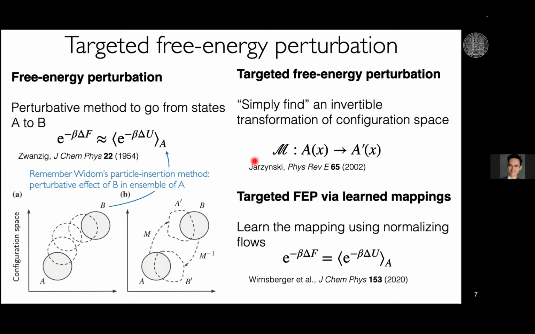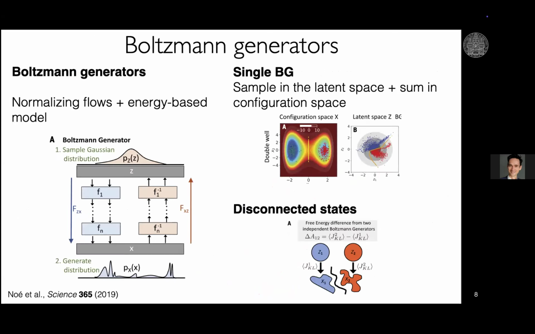And then about 20 years later, there was a paper by Wirnsberger and others from DeepMind that said, well, we don't have to know this mapping, we can just learn it. And we can learn it with normalizing flows. They applied this to a number of systems, like Lennard-Jones clusters, and it was working really well. So you can use normalizing flows to learn this transformation from A to A prime, which maximizes the overlap with B, and then you can use that formula. That's called targeted free energy perturbation.